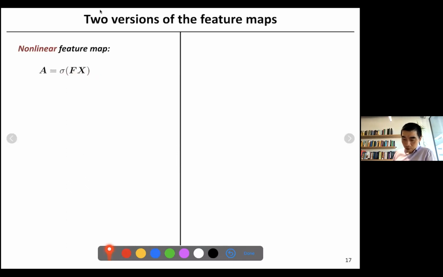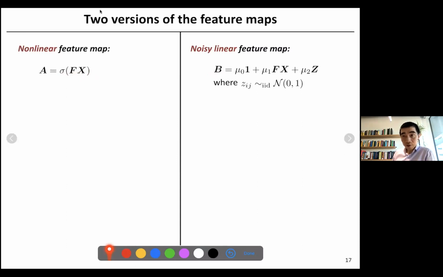Now, we can consider an alternative version, which we call the B version. The B version is of the following form. B can be written as a constant mu0 times an all-ones matrix, plus another constant mu1 times F times X. Okay, so it's linear. There's no nonlinearity. And you also need to correct this B by adding a third component, which is another constant mu2 times Z, where Z is an i.i.d. Gaussian matrix independent of everything else. So this is a different random matrix ensemble. A and B are totally different.